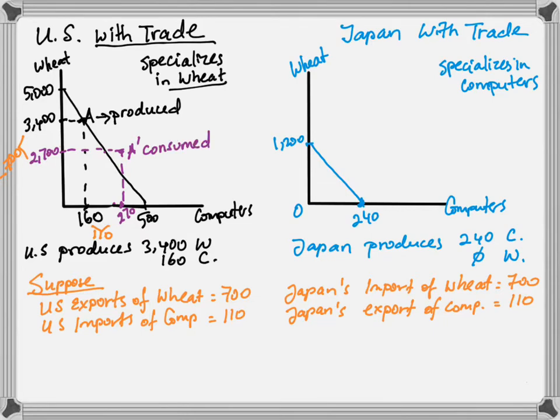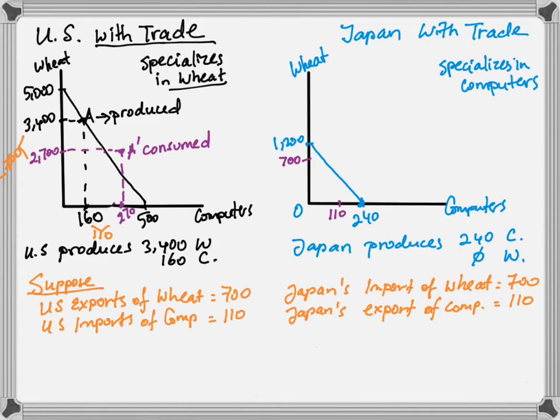So if we look at what happened before and after the trade, for this country, it is only possible to consume what the country produced, which is on the production possibilities curve before trade. But after trade, people in the United States can consume a combination of wheat and computers that exceed the production possibilities. This is outside the production possibilities.